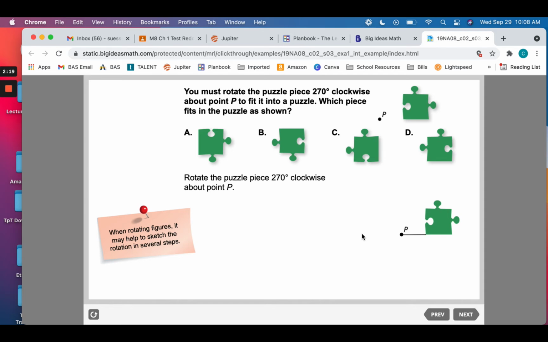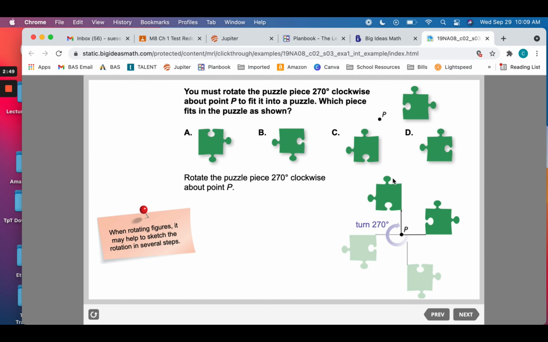When rotating a figure, it might help you to sketch it in several steps. So we go part way, and we've gone how many degrees? 90. Okay, if I go another part way, I'm at 180. Okay, what's 270 minus 180? 90, so I need to go another 90 degrees? So now I've gone 270 degrees. So I would go in pieces. That way you take your time.